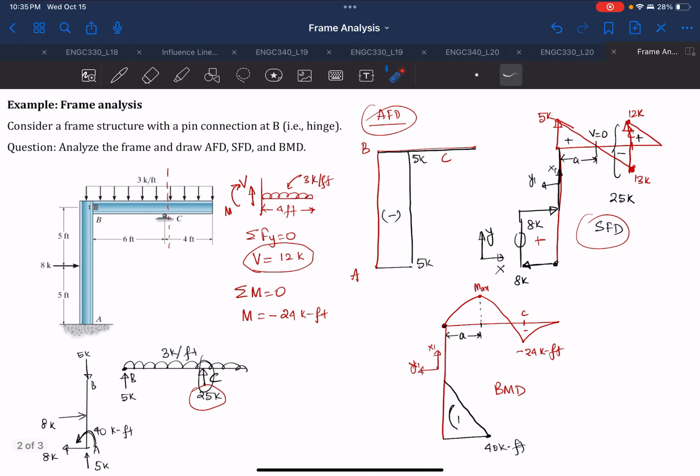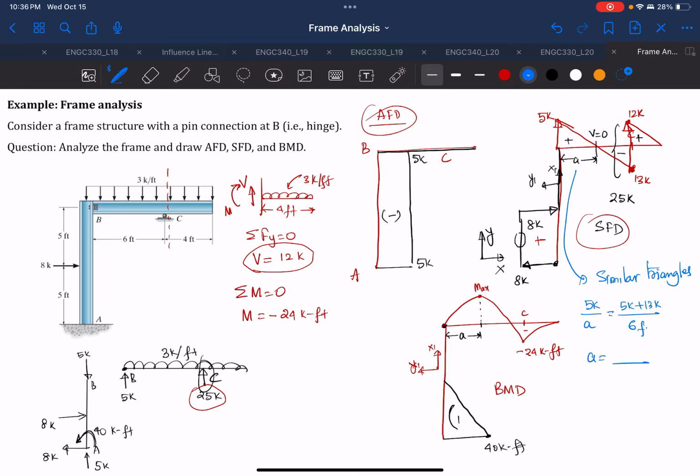And if you wanted to know what is the A value here, you have to use a similar triangle. If you use similar triangles, you can see that there's a small triangle, 5k divided by A, which is this small triangle here, will be equal to the big triangle over here. So the big triangle will be equal to 5k plus 13k divided by 6 feet. So from here you can find what is A.